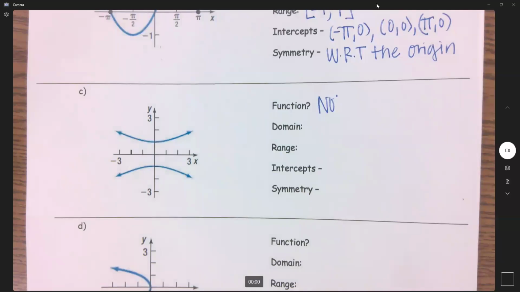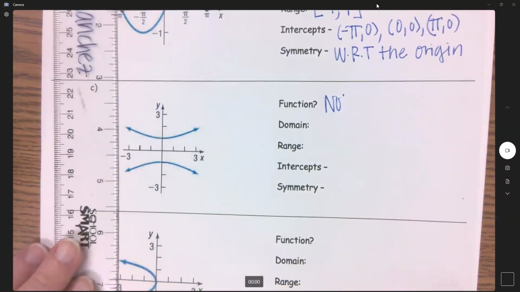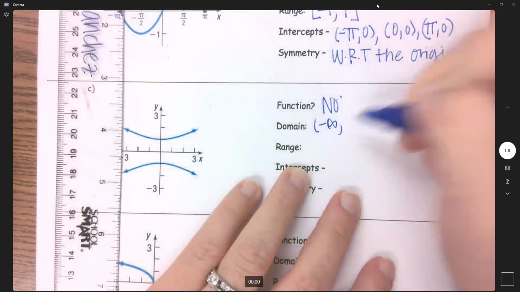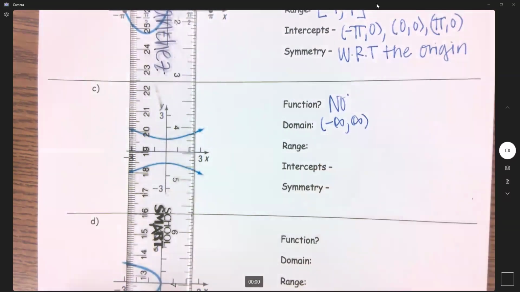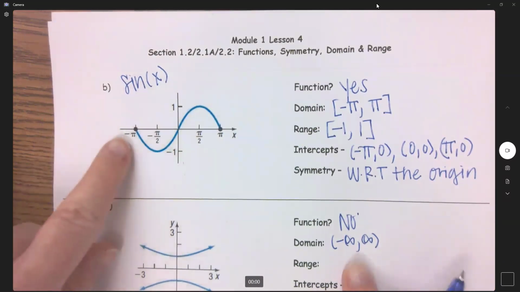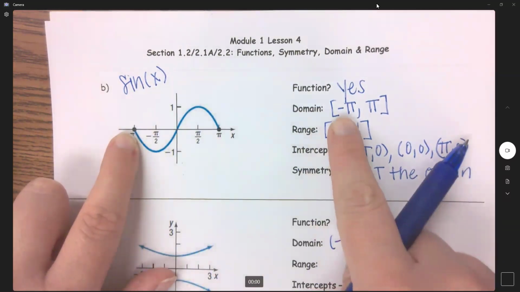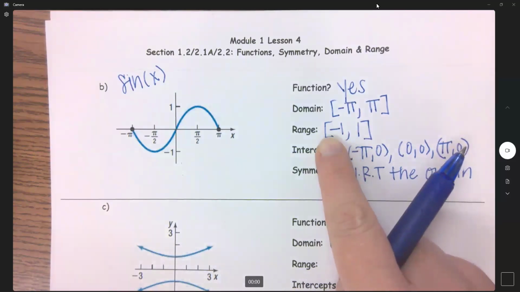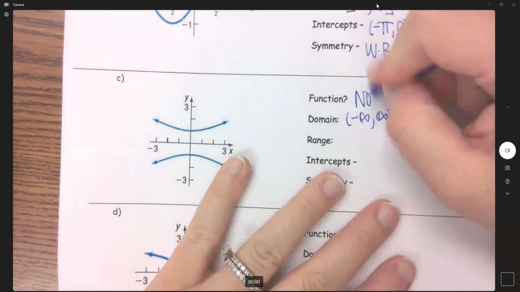So domain. As I go from the left to the right, the first thing I encounter are arrows. So that is -infinity to, and the last thing I encounter are arrows, positive infinity. Notice with arrows, you're going to have some infinities. On the last one, I had no arrows. I had a starting point and an ending point. So my domain had a definite start and end. My range had a very clear start and end. But when I have arrows, I'm going to have some infinities in there.